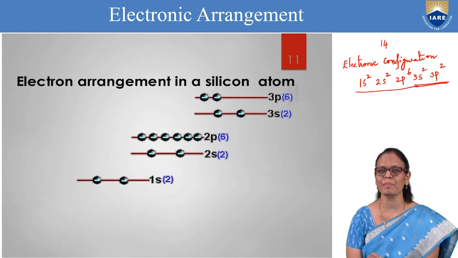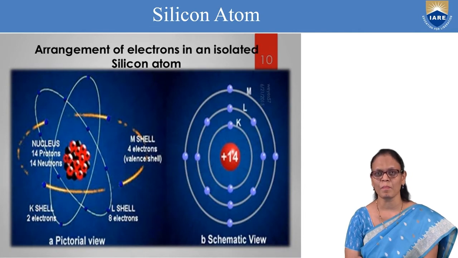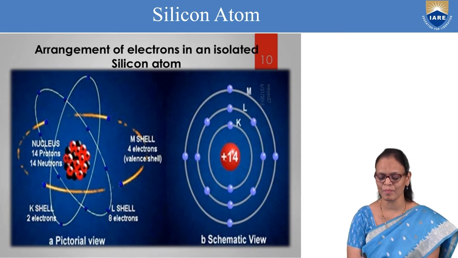Now, if you see the 3-dimensional view, how they are arranged or how they revolve in different orbits. How do these electrons revolve in fixed orbits? If you see, this is the schematic view. This is the nucleus. The nucleus consists of protons, 14 plus 14, that is why we are representing it. And this is the first shell, K shell, with 2 electrons. The second shell consists of 8 electrons, 2s2 and 2p6. Total 8 electrons. And then in the third one, there are 4.